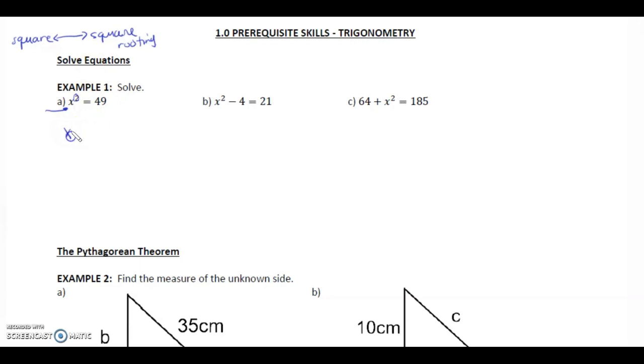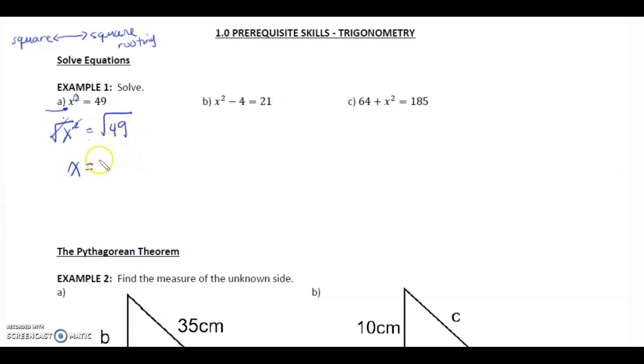So what we're going to do is take that x squared equals 49, and we're going to square root the left side and square root the right side. Okay, what you do to the right-hand side, you do to the left-hand side. It's going to be balanced. And this square root goes away, and we're left with x on the left-hand side. And now the square root of 49 is 7.